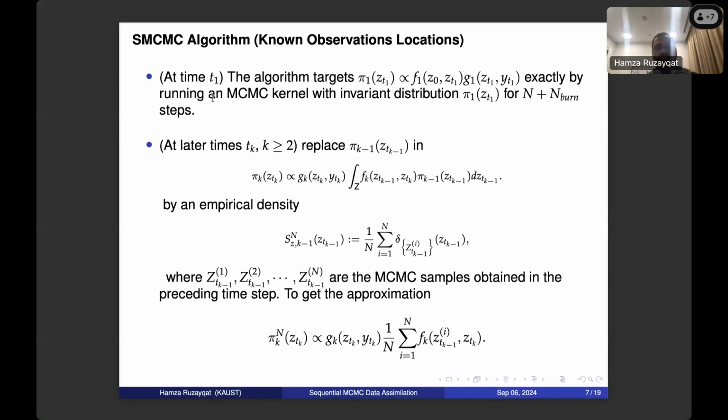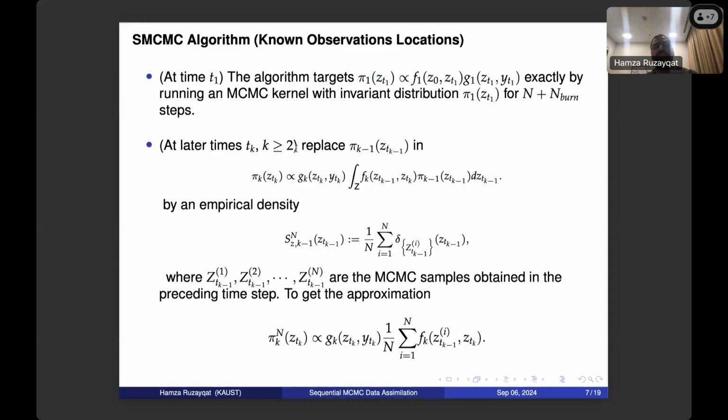The algorithm starts at T1. The first time you observe, you have this nice filter density, and so you can use MCMC to sample from it. No integrals here. So you run the MCMC, for example random walk Metropolis, for n plus some n burn steps to generate n samples from this filter distribution.